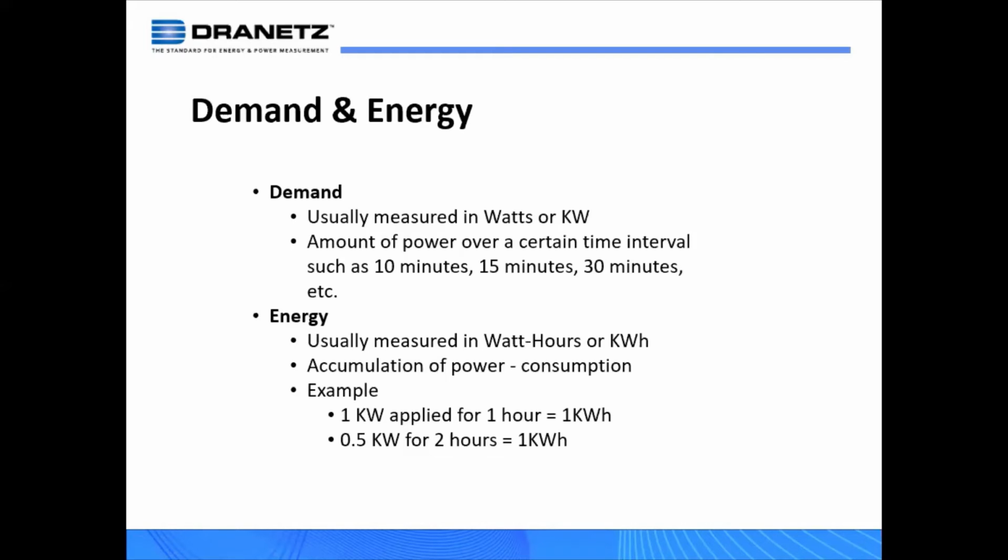These are the two major factors on a utility bill. Demand is usually measured in kW. It's the amount of power that's averaged over a certain interval. The interval can be 10 minutes, 15 minutes, or 30 minutes. Here in the US, a typical demand interval is 15 minutes.